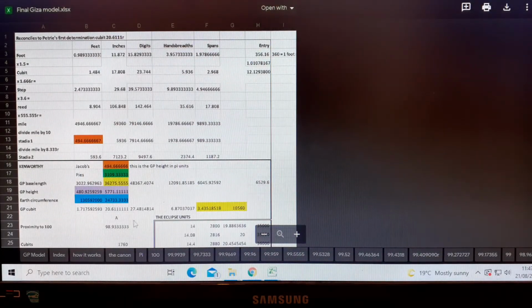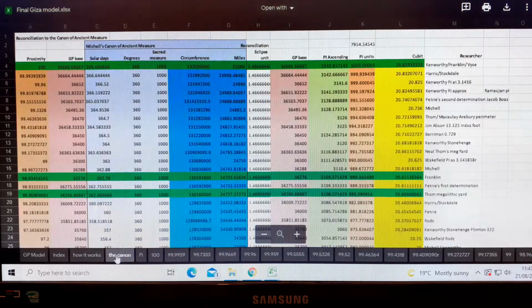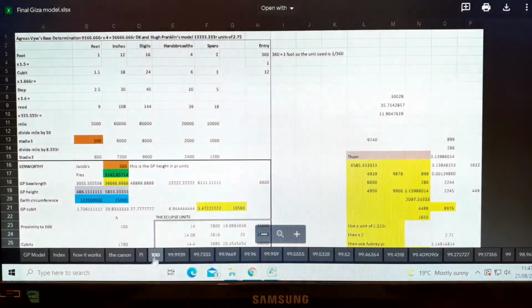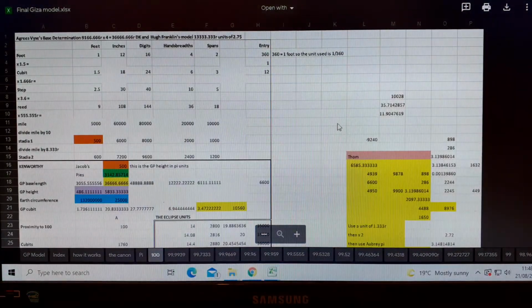And in the model, this is the actual page where this is worked out. Proximity to 100 is 98.9333. So every line in this canon has got an individual page for it. So if we go on to base 100, excuse me, I've got a very bad cold.